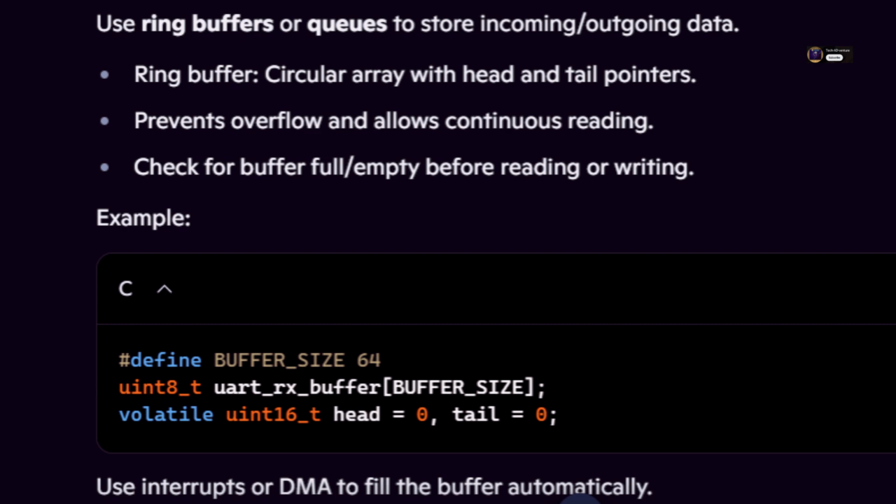Ring buffer, right? Makes sense for handling streams. How does that DMA plus ring buffer combination work for continuous streaming? That combo is really the gold standard for high throughput, low overhead UART reception.